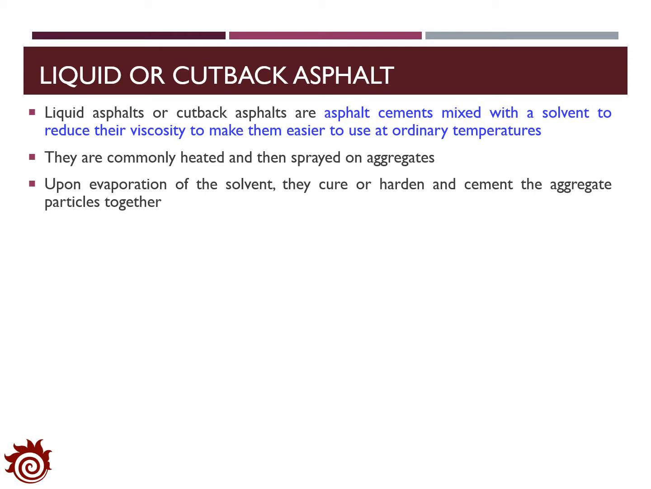The last type is liquid asphalt or cutback asphalt. They are usually made of asphalt cement mixed with a solvent to reduce their viscosity. In that sense, they can be easily applied at ordinary temperatures. In reality, the liquid asphalt can be heated and sprayed on aggregates directly. Also, once the solvent is evaporated, the asphalt can cool or harden and cement the aggregate particles together.